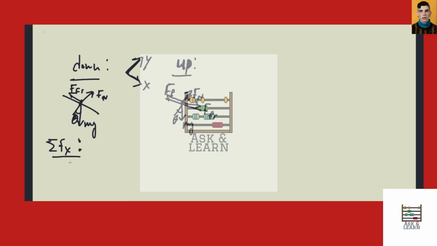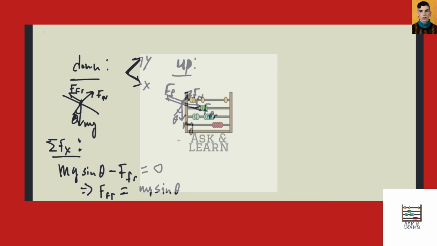So for downhill motion, you have the horizontal component of force of gravity, mg sine theta, minus the force of friction, FFR, is equal to 0, no net acceleration. Therefore, because it's going at constant speed, the force of friction is mg sine theta.